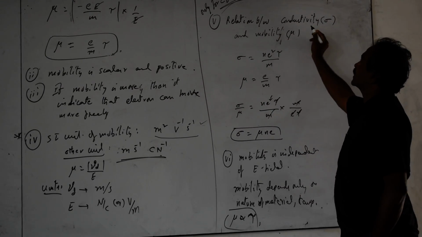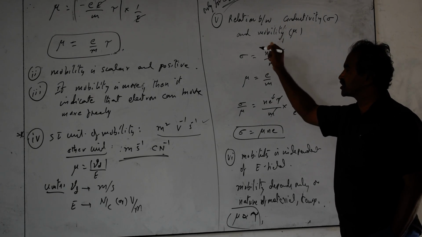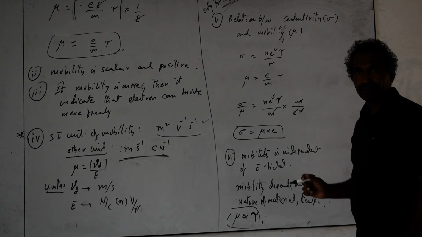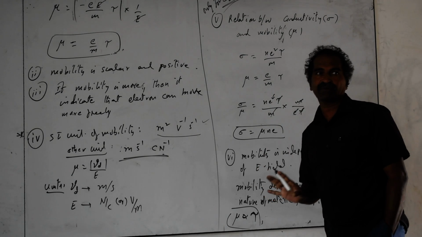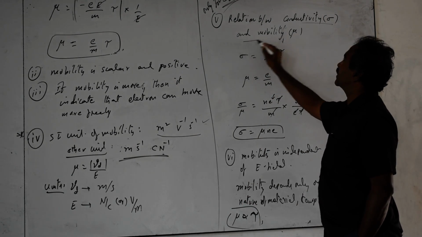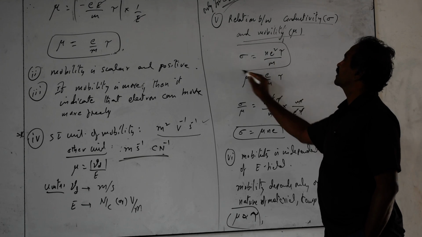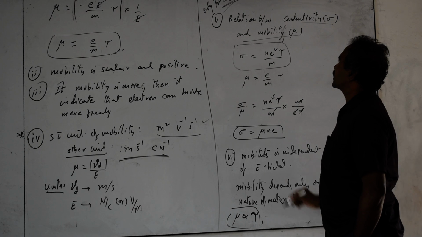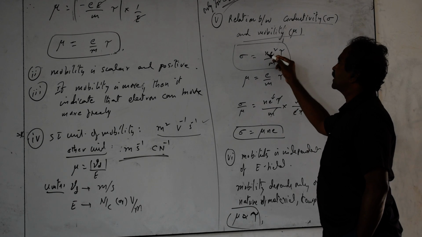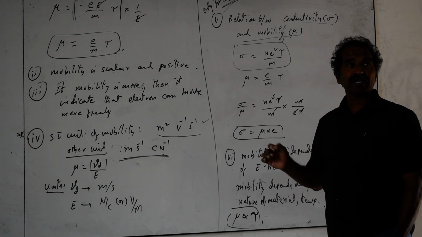Next is the relation between conductivity and mobility. This will be asked for the competitive exams only. Okay, and this relationship we will get again in the semiconductor topic, for competitive exam purposes only, not for PhD. So the relationship between the conductivity sigma and mobility. The microscopic formula for sigma is sigma equal to n e square tau by m. Small n indicates the free electron density.